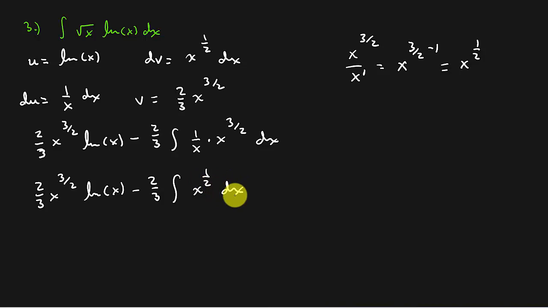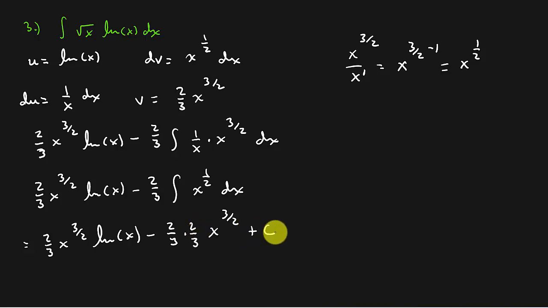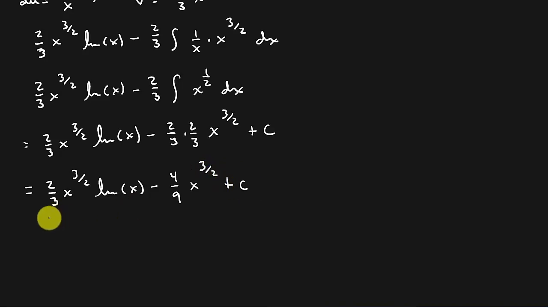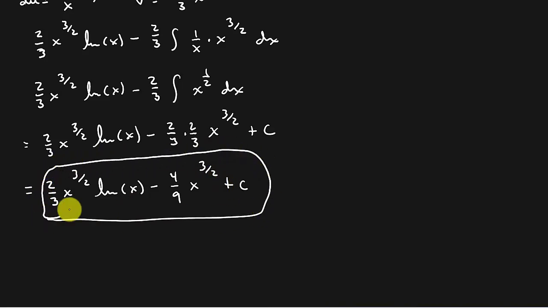All right. So now this is equal to 2/3 x to the 3/2 natural log x minus 2/3 x to the 3/2, and then multiply by the reciprocal of your new exponent plus c. And so this is going to be 2/3 x to the 3/2 natural log x minus 4/9 x to the 3/2 plus c. And there's your answer.